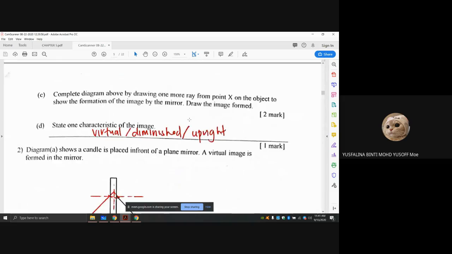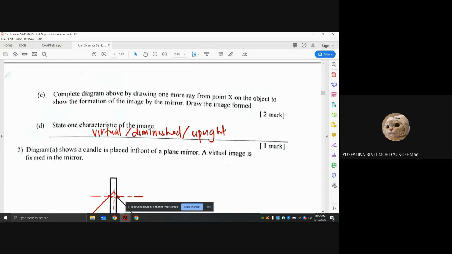So what is one characteristic of the image? You can choose whether it's virtual, diminished or upright. Remember, if the question asks you to give only one, make sure you give only one. This one is actually for you to choose, but in the exam, please don't do this. I just give you the choice so you can choose which one you want. But for the exam, only give one.